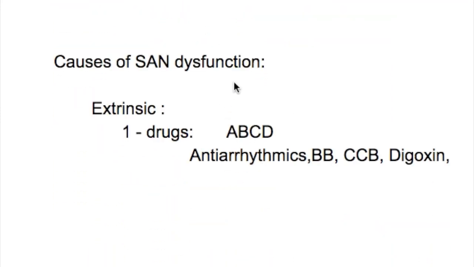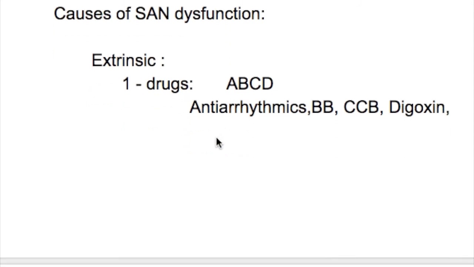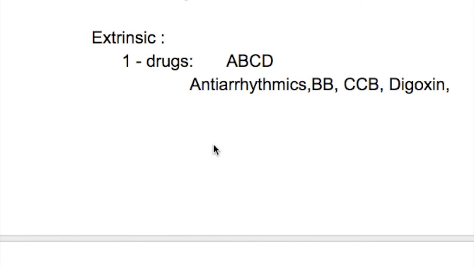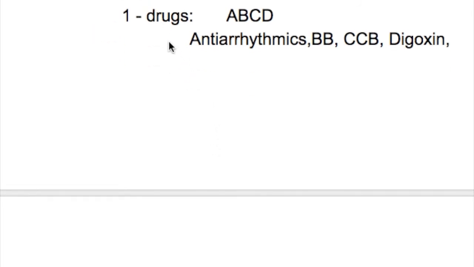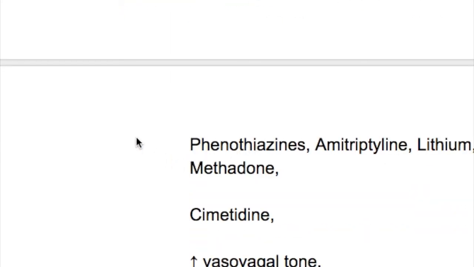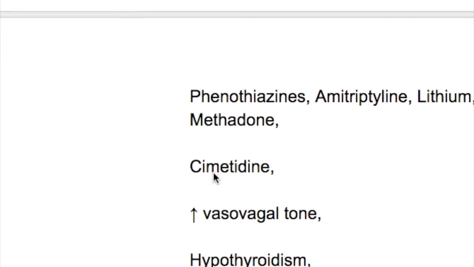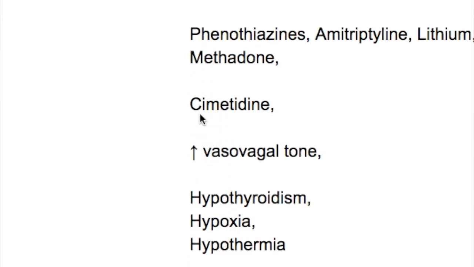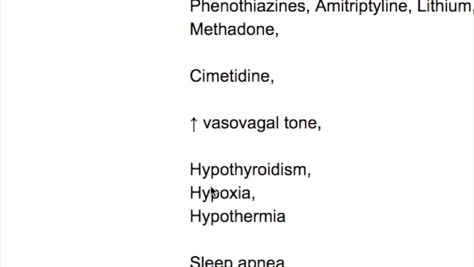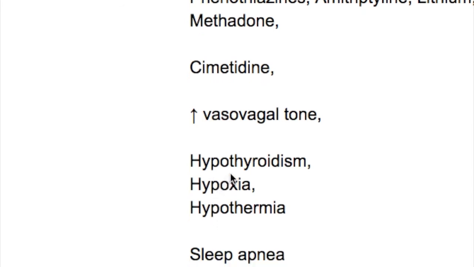What are the causes of sinus node dysfunction? Two causes, extrinsic and intrinsic. Amongst the extrinsic causes are drugs: antiarrhythmics, class 1 and 2, beta blockers, calcium channel blockers, and digoxin. The drugs used in psychiatric patients: phenothiazine, amitriptyline, lithium, and methadone. Which antacid causes sinus node dysfunction? Cimetidine. The other causes are hypoxia, hypothermia, and hypothyroidism.